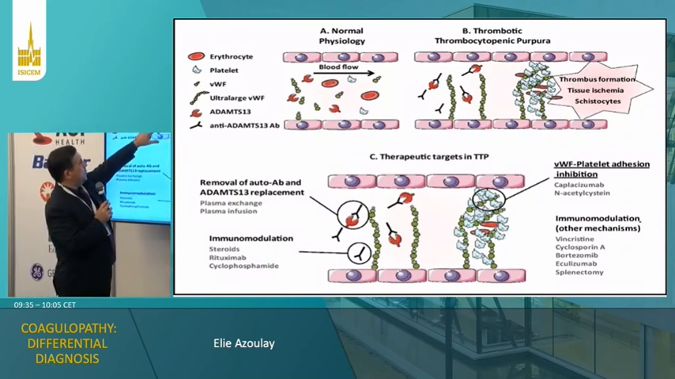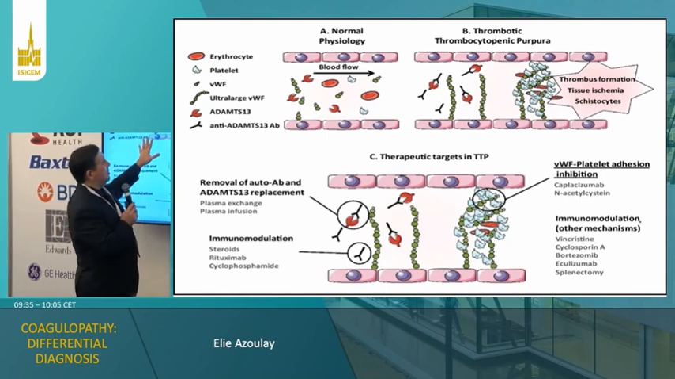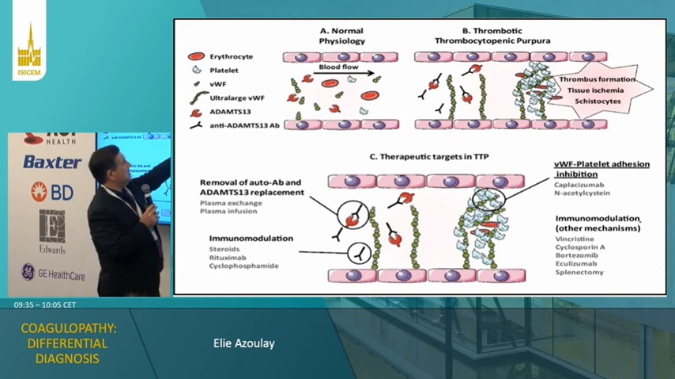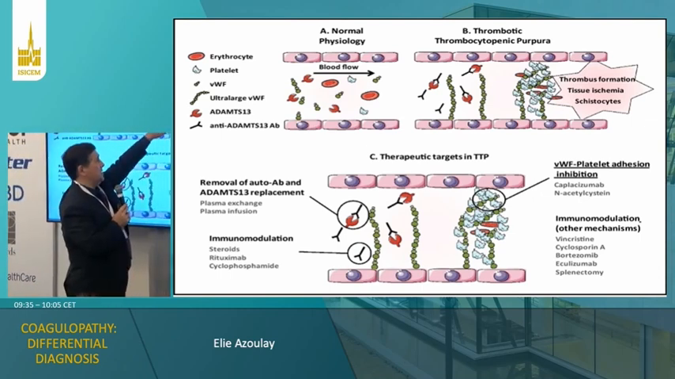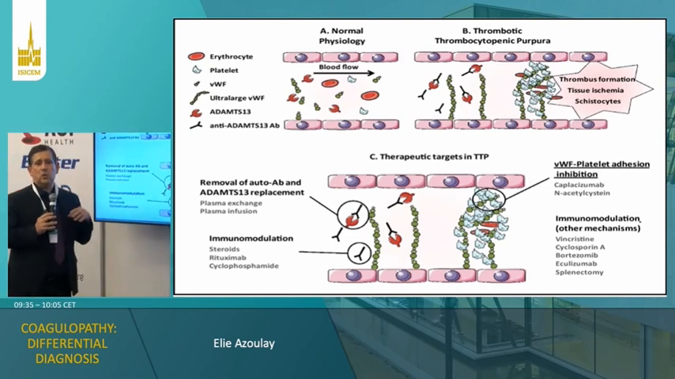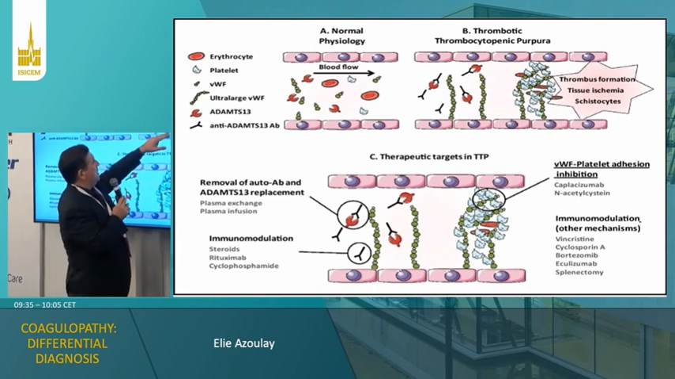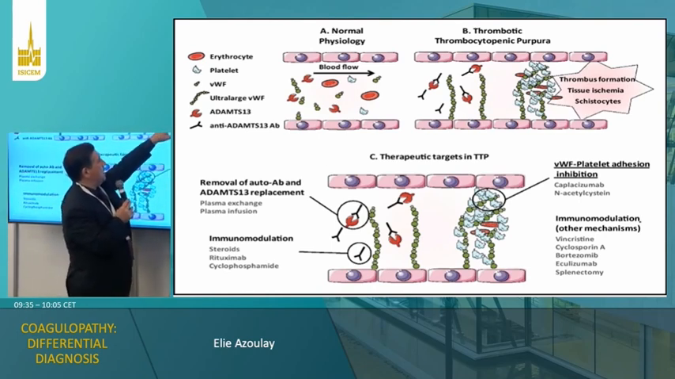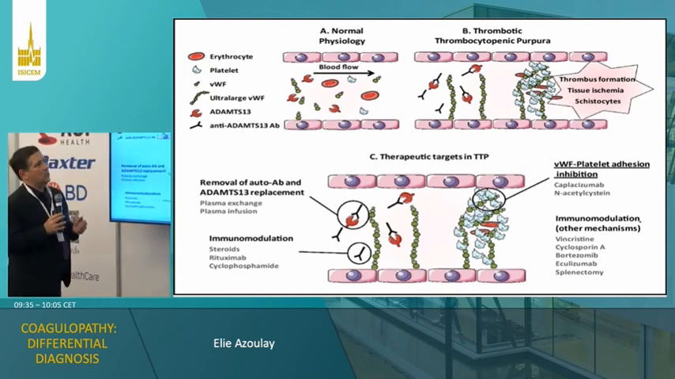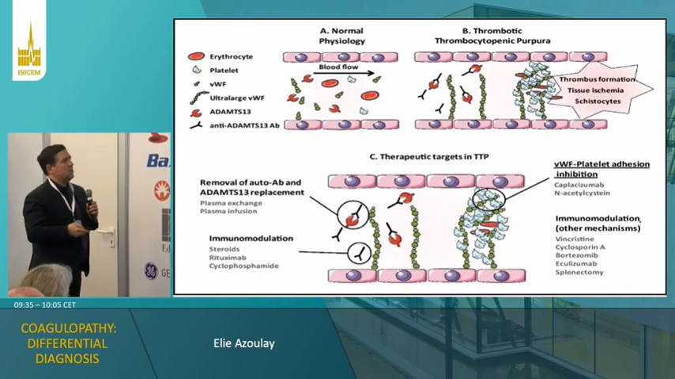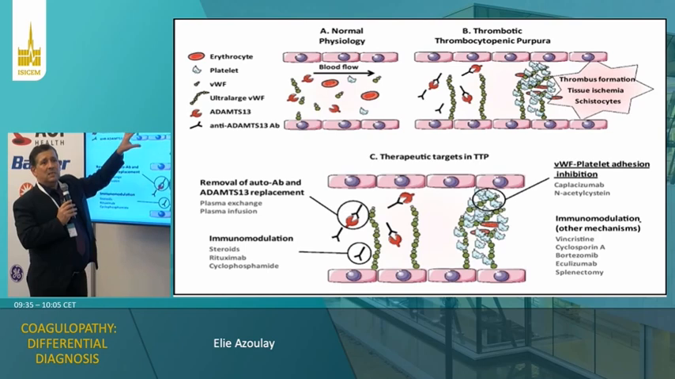Normal situation, Willebrand is short, and you can see it's independent from the platelets, and there is no aggregation. In TTP, we miss the enzyme that cuts the Willebrand. So the Willebrand is long. We call that UL, as in unusually large, sorry, and this is really aggregating the platelets, and it goes to the microcirculation and makes thrombi and tissue ischemia.